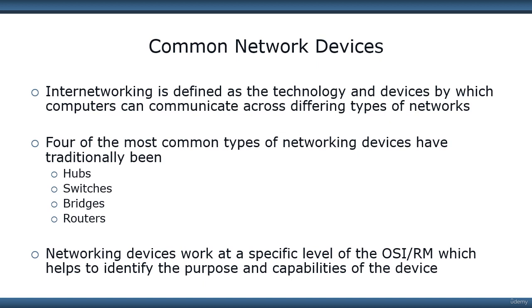Now, four of the most common types of networking devices have traditionally been hubs, switches, bridges, and routers, and those are the ones that we're going to primarily go through. Networking devices work at a specific layer of the OSI reference model, and the layer that they operate in and the understanding of that model helps to identify not only the purpose but also the capabilities of that device.